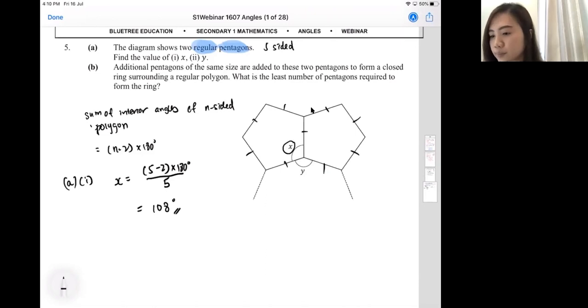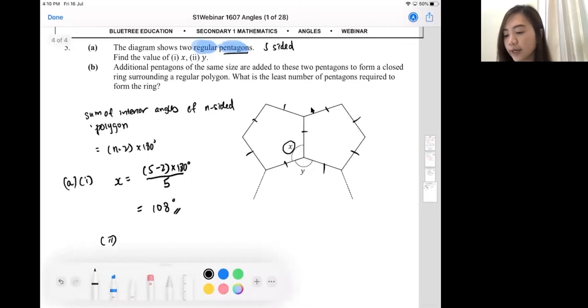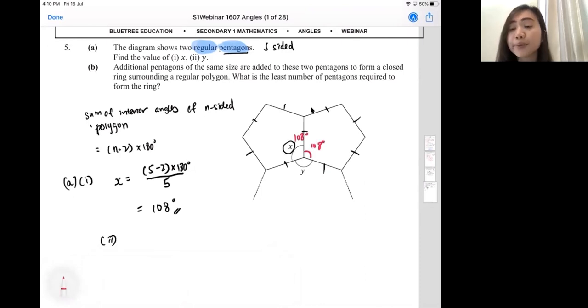Part 2. These two are identical pentagons, so the interior angles are the same. We have already found out that x is 108. That means the other one has to be 108 as well, because they are equal. All right, so to find y, we can just take angles at a point.